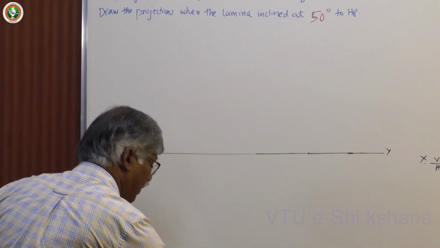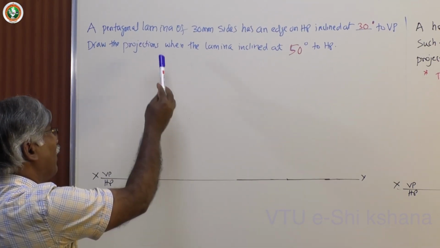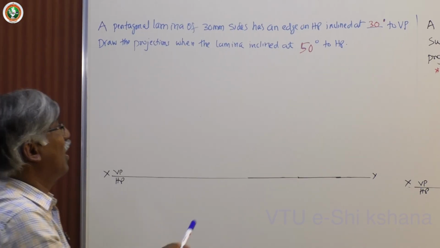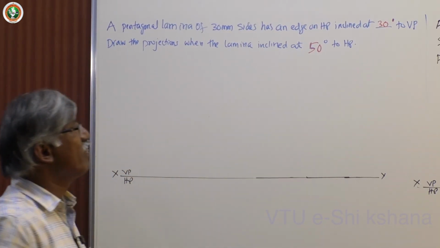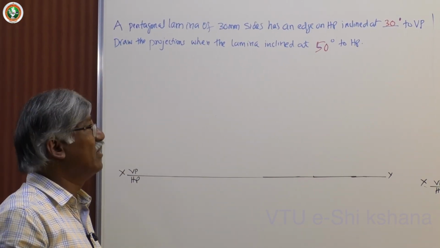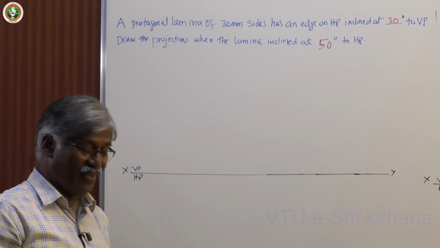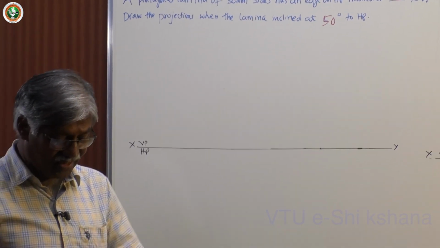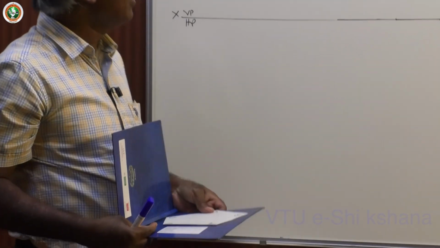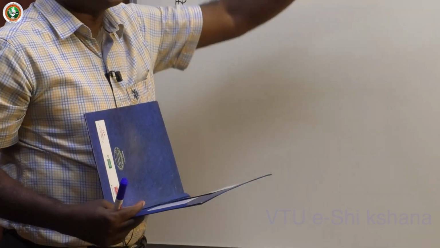The side of the lamina is 30 mm and it has edge on HP inclined at 30 degree to VP. See, the edge on HP is inclined 30 degree to VP. The lamina is inclined at 50 degree to HP.